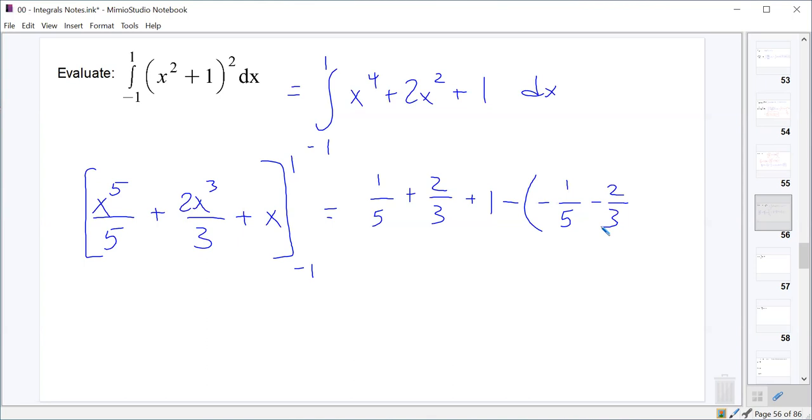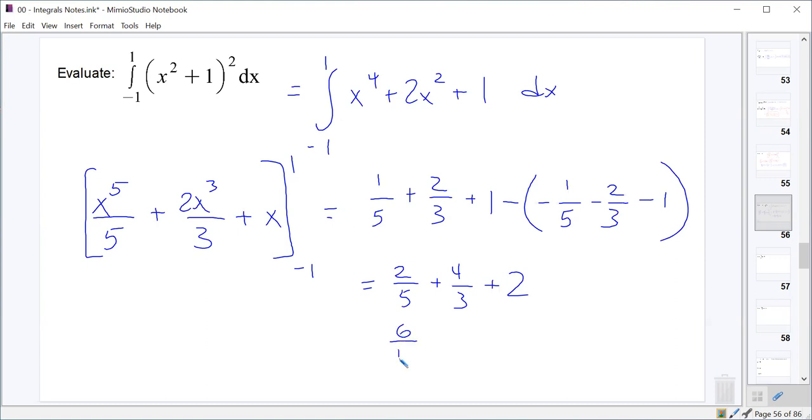And then -1. So I think we can see, well, we got 1/5 minus -1/5. That's 2/5. We got 2/3 minus -2/3. That's 4/3. We got 1 minus -1. That's 2. And so we're going to need to get a common denominator here. Looks like that common denominator is going to be 15.